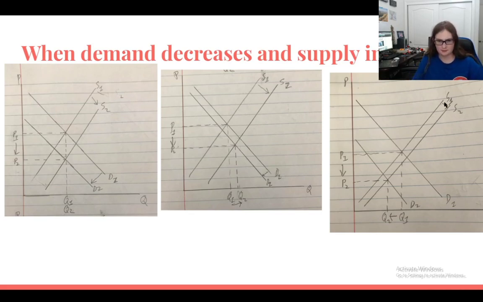And then on this third one, supply barely increased, and the demand decreased by a lot. So it surpassed the supply, and so quantity decreased and price decreased.